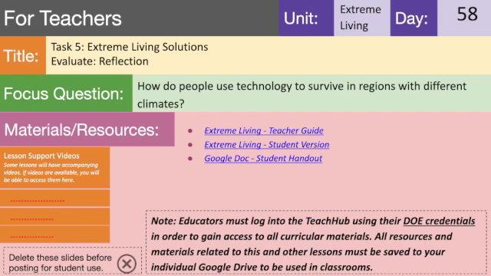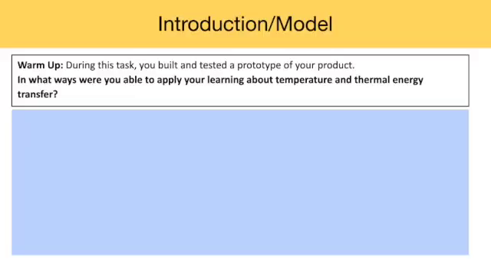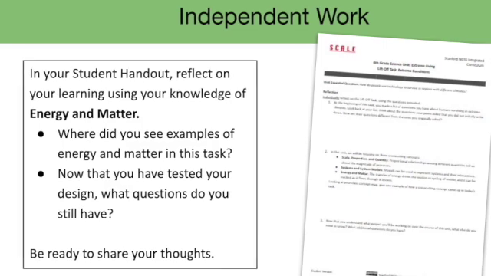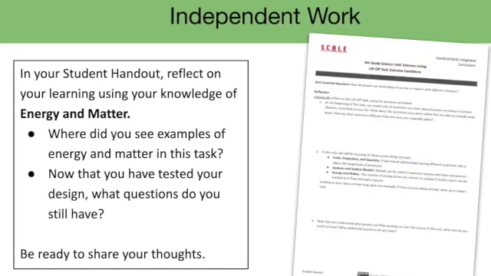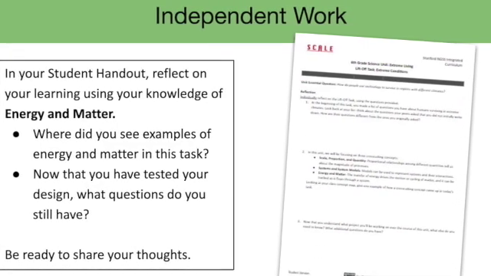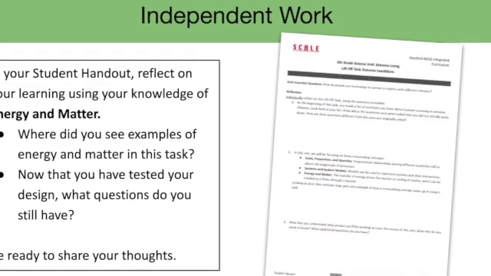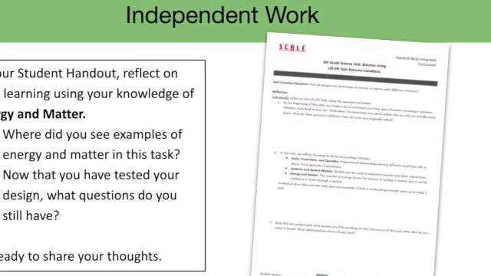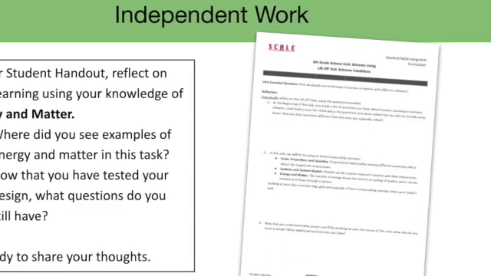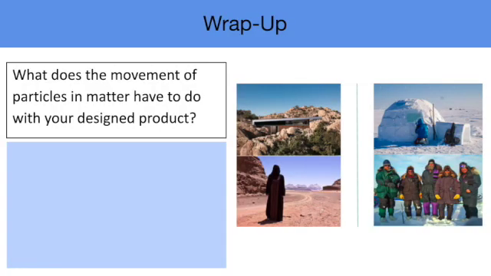On day 58, students will reflect on their learning so far about temperature and thermal energy transfer. First, ask students to explain how they applied their learning about these concepts to the creation and testing of their prototypes. Then, in their student handouts, they should make connections to the cross-cutting concept of energy and matter. Where were there examples of energy and matter in Task 5? What questions do students still have? What does the movement of particles have to do with the product?